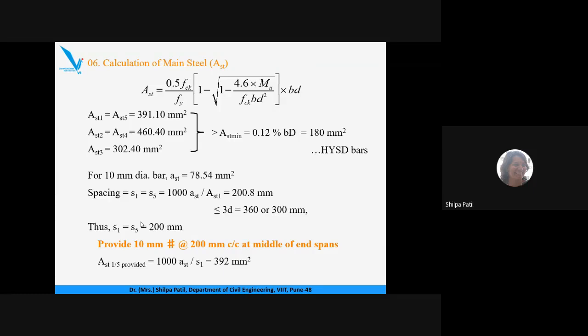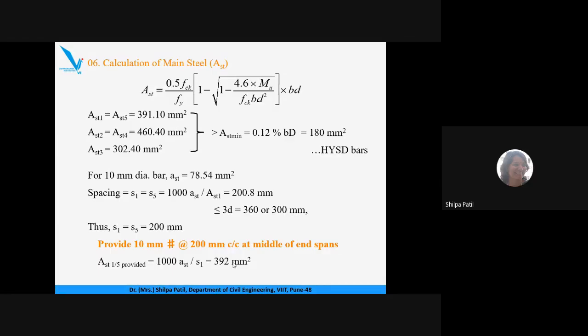For S2 and S4, we have calculated now the area of the steel as 10 mm diameter bar at 200 mm center to center at middle of the end spans. Now for this 200 mm spacing, we are calculating the provided area, which is coming out as 392 mm square. So there is a very slight difference between what is required and what is provided.